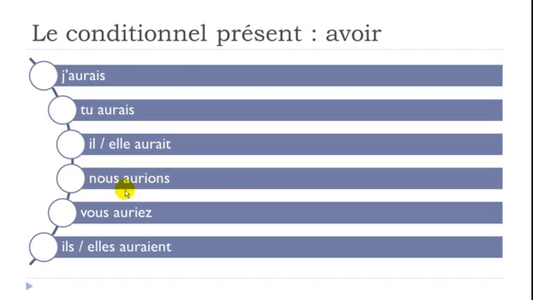Then, nous aurions, with this little link between the two, this liaison, final S not pronounced. Vous auriez, little link between the two. And then ils auraient, little link, but look, A-I-E-N-T, and you only pronounce E, like we had here. It will be exactly the same pronunciation: ils auraient, elles auraient. Let's see that one more time: j'aurais, tu aurais, il aurait, elle aurait, nous aurions, vous auriez, ils auraient, elles auraient.